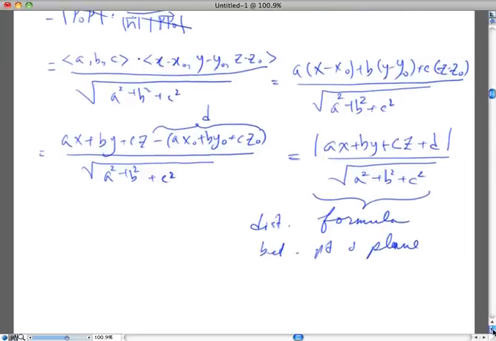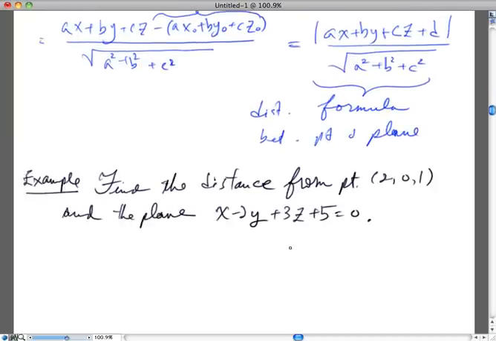Let's do an example, shall we? Example: find the distance from the point (2, 0, 1) to the plane x minus 2y plus 3z plus 5 equals 0. Well, looking back, guys, we need to look at the formula right here. Now that we developed it, I don't have to develop it all over again. So essentially, we have the equation for this plane right here, and we got a point right here, (2, 0, 1), that's not on it. And I'm looking for that distance right here, guys, okay?